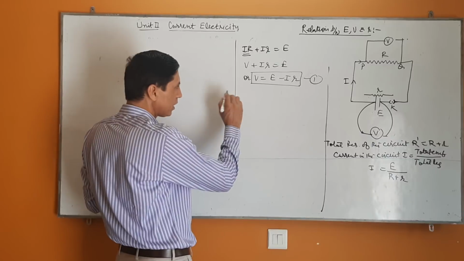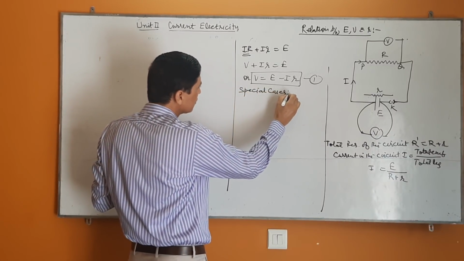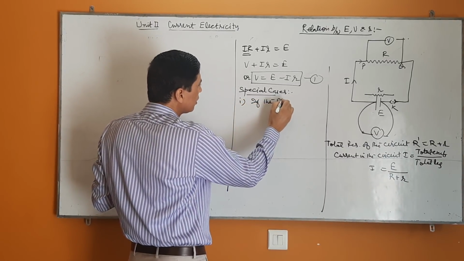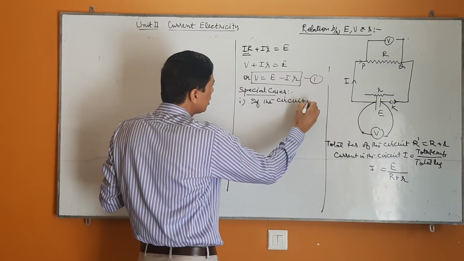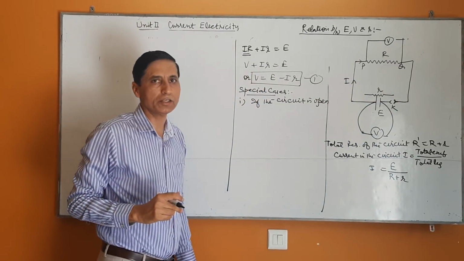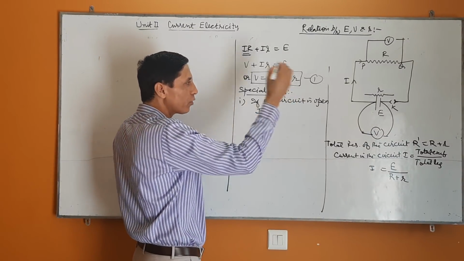There are three special cases now. First, if the circuit is open. When the circuit is open, the key is not closed, not inserted, then what will happen? I is equal to 0. There is no current drawn from the cell.